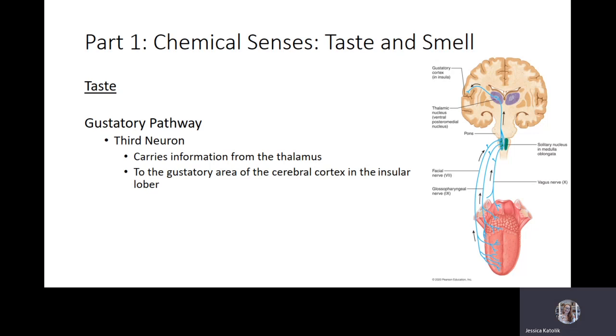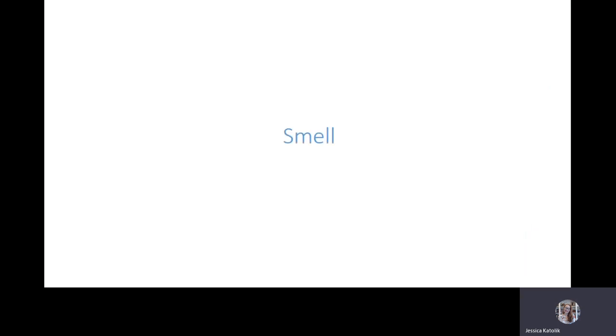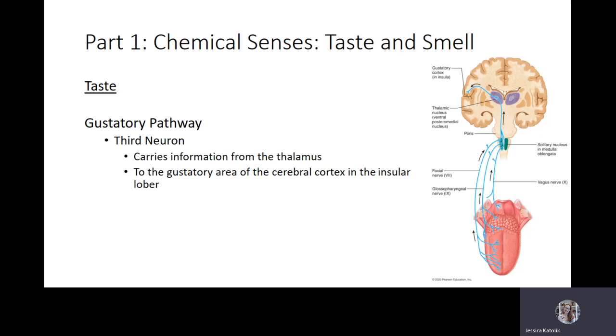And the last neuron, the third neuron, will synapse with the second neuron within the thalamus, and it will actually send that information from the thalamus to the gustatory cortex that is in the insular lobe of the brain. And there it will be understood and processed, and it can lead to conscious understanding of the sensation that we are experiencing. So that is the pathway for the gustatory sense or taste.